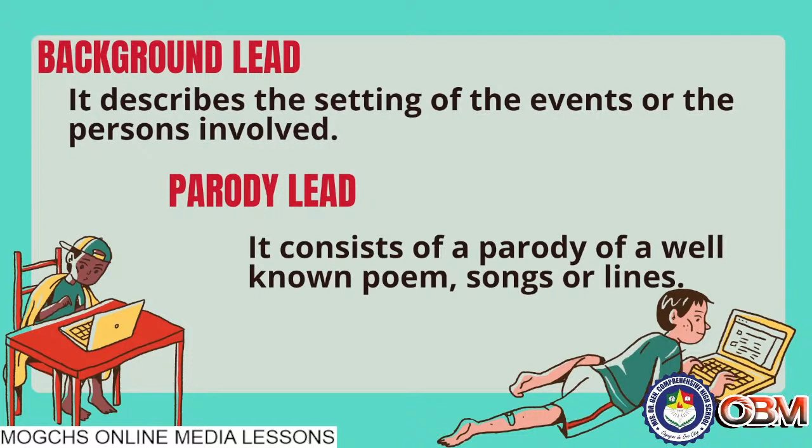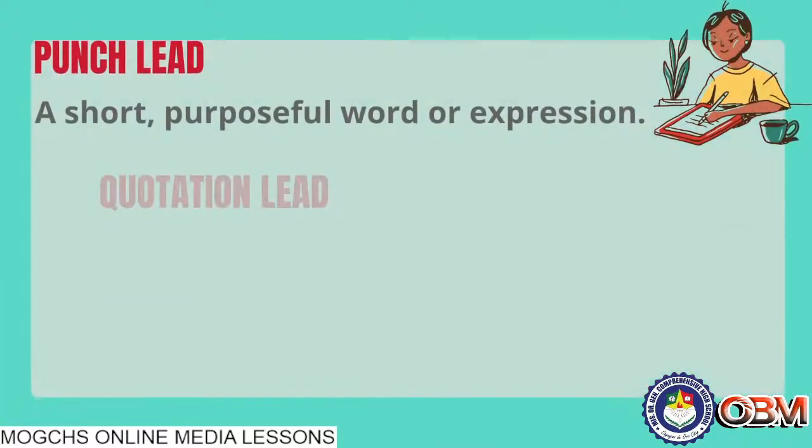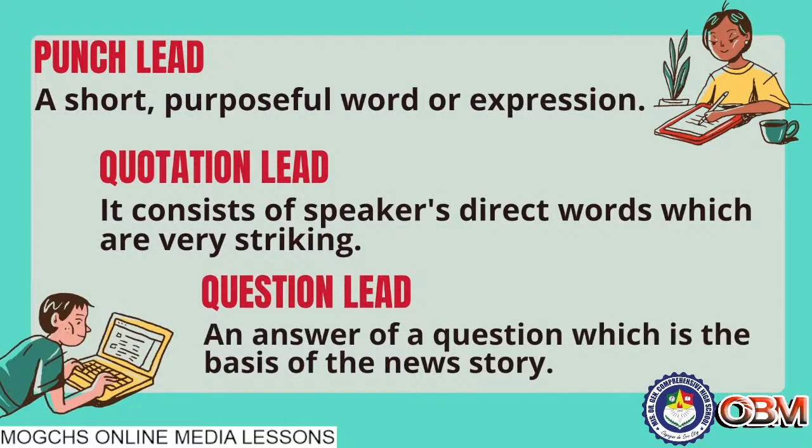Sixth, we have parody lead. It consists of a parody of a well-known poem, songs, or lines. Next, we have punch lead. It is a short, purposeful word or expression. Next, we have the quotation lead. It consists of speakers' direct words, which are very striking. And lastly, question lead. It is an answer of a question, which is the basis of the news story.